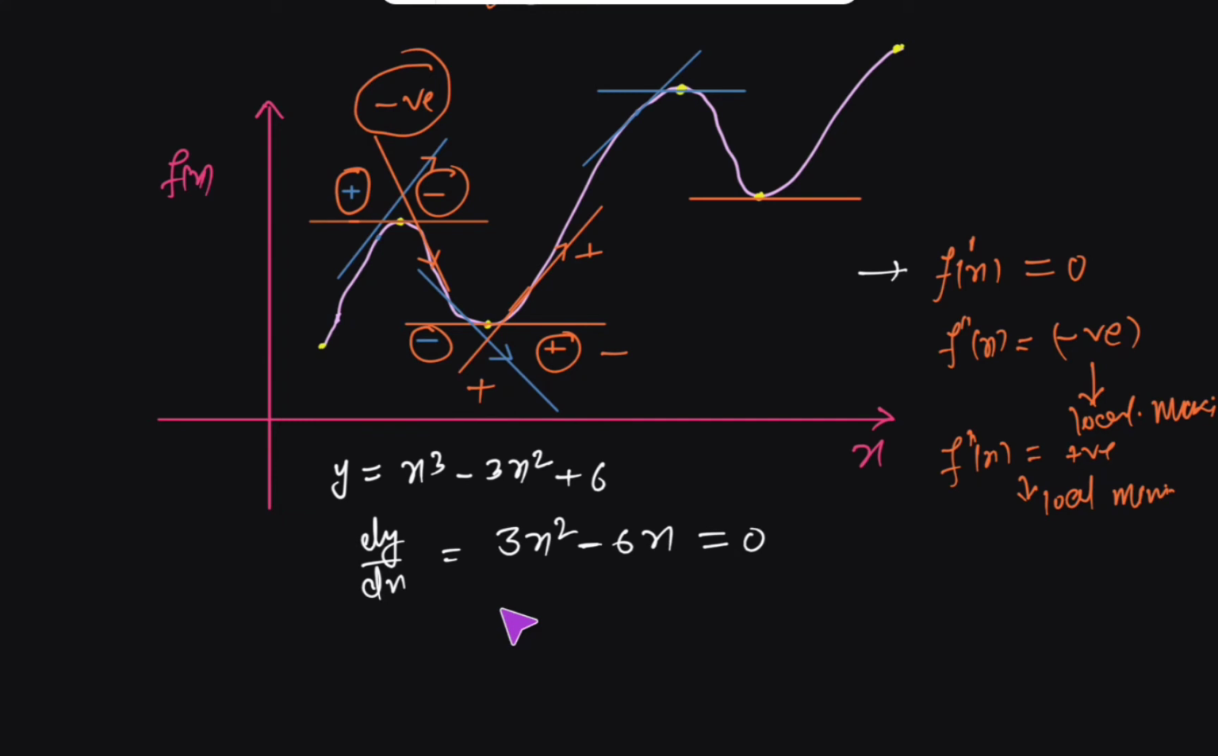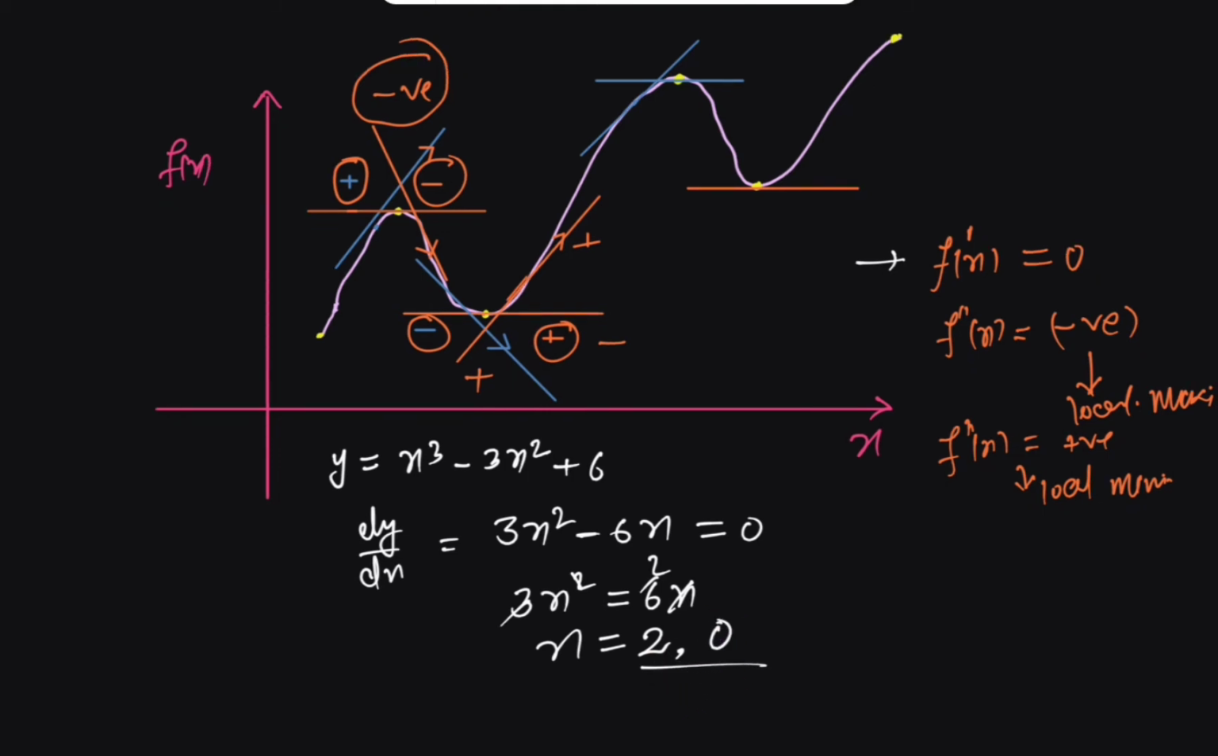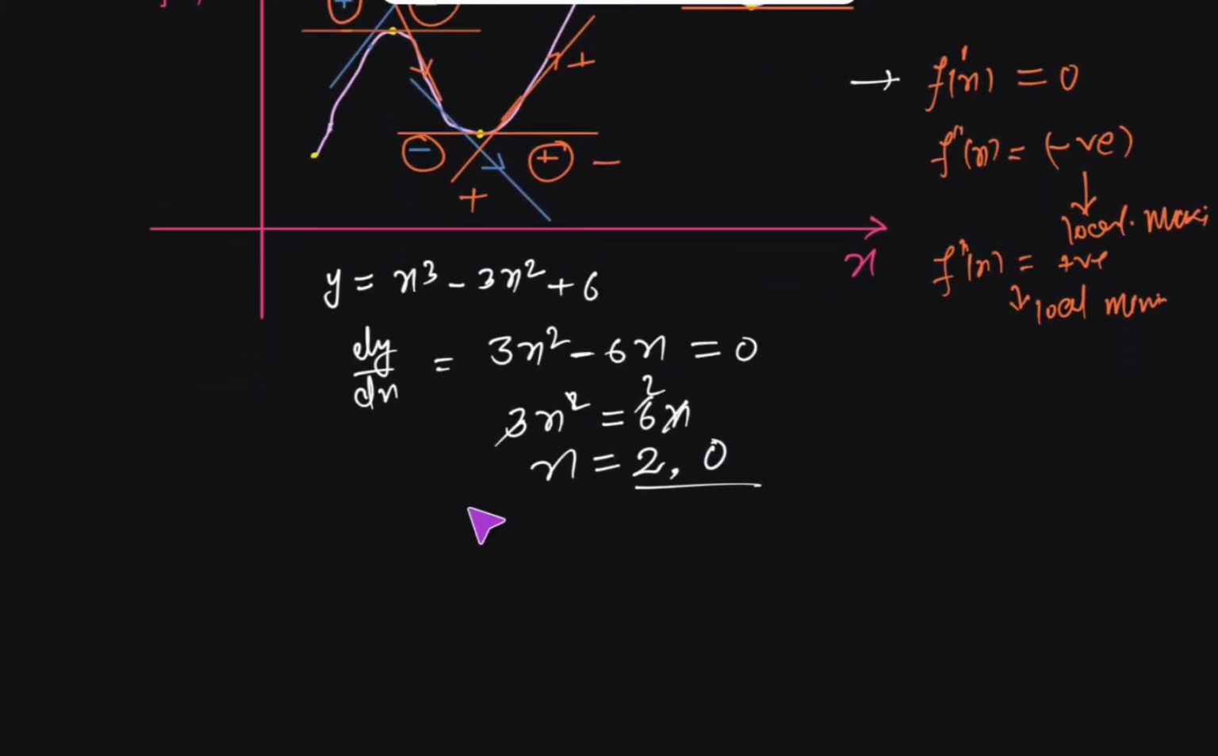When we equate it to 0, 3x square is equal to 6x, or this x will get cancelled, and x comes out to 2. The other value is 0, because for 0 also this equation is satisfied. So there are two values, 2 and 0. These are the two extreme points, but we don't know which one represents the local maxima and which one represents the local minima. To find that, we have to take a further differentiation.